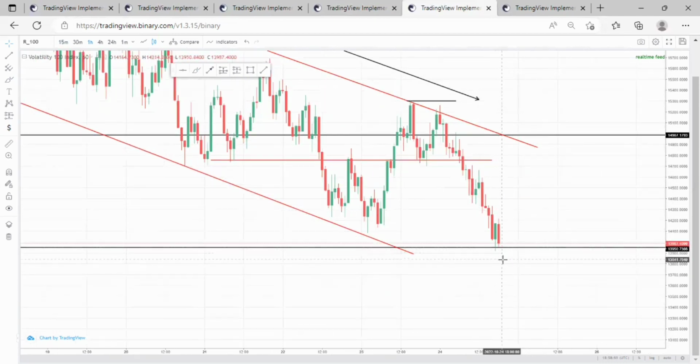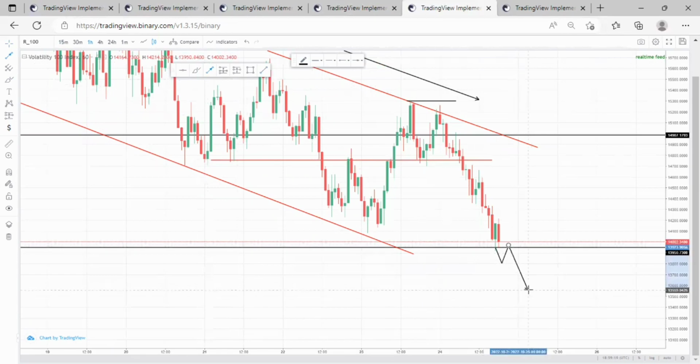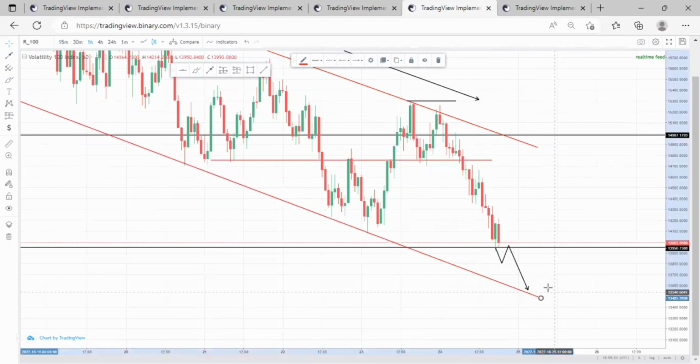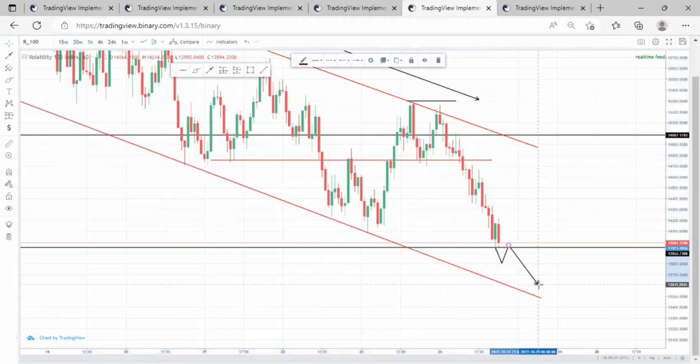Once this line is broken, I'll be waiting for a retest at this very point. Let me show you guys. This line is broken, price comes down up to this level here, and retests this level before dropping. As it's dropping, I'll be expecting price to respect this line one more time, probably, and drop back to this line.